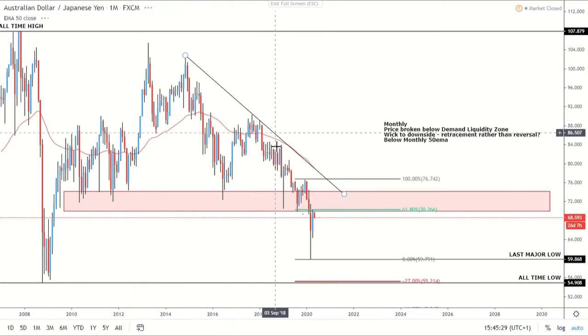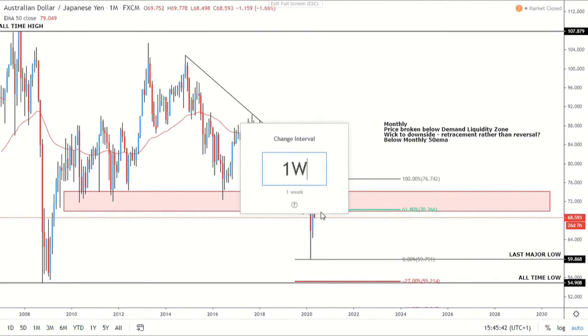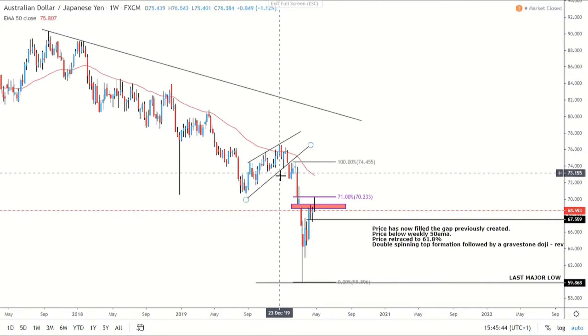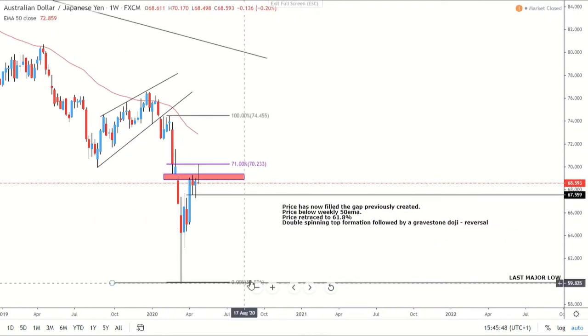So the first pair we're going to look at is AUD JPY. You can see we've got a monthly downtrend. Obviously broke down, come up, corrected, made this new lower high, broke down to make a lower low. Now retraced to a new lower high, 61.8%, and now we're looking for that entry area. So weekly, you can see the channel was broken, made the new low, retraced, and now you're seeing that big wick rejection of the 71%.